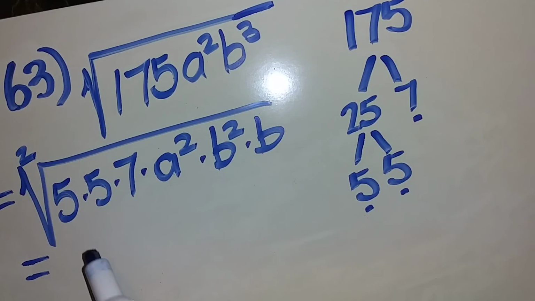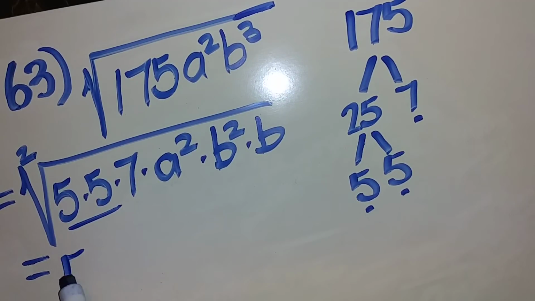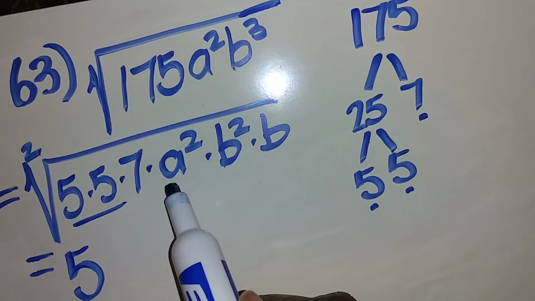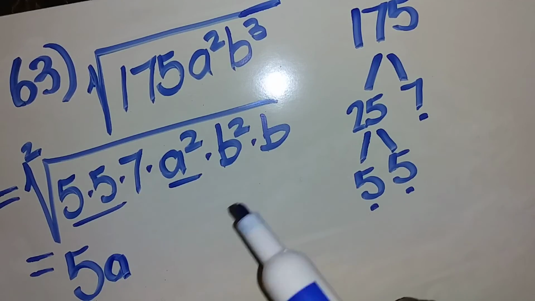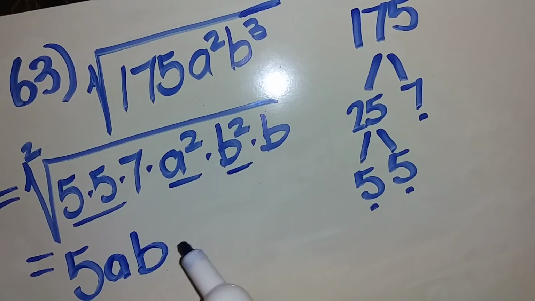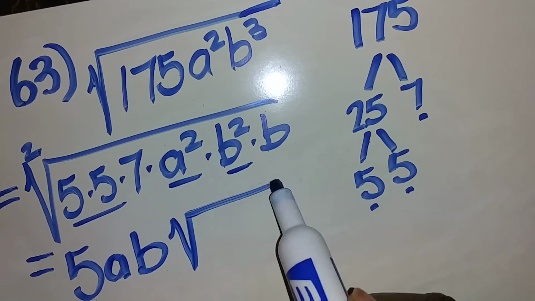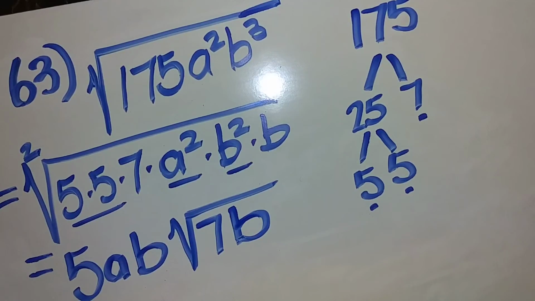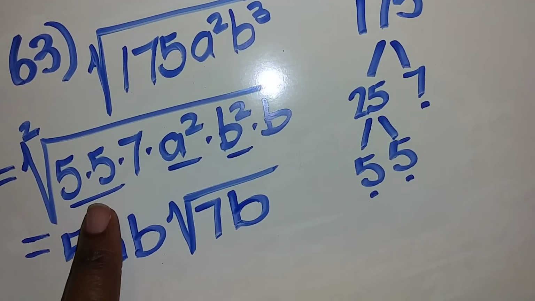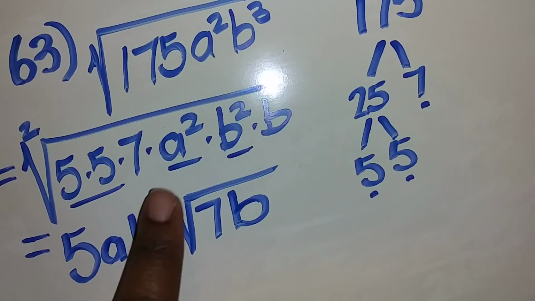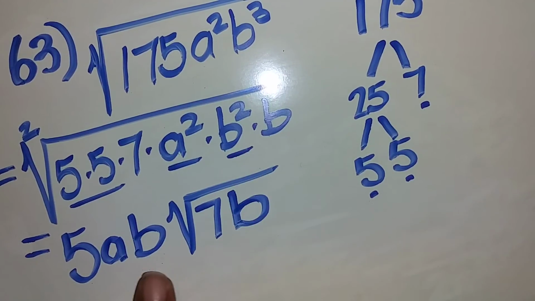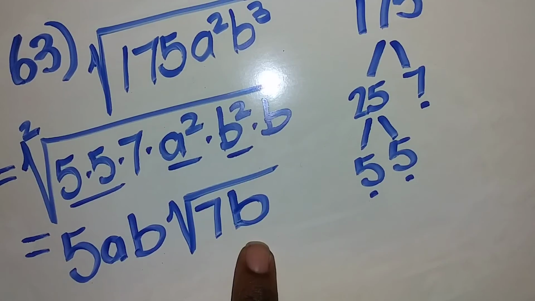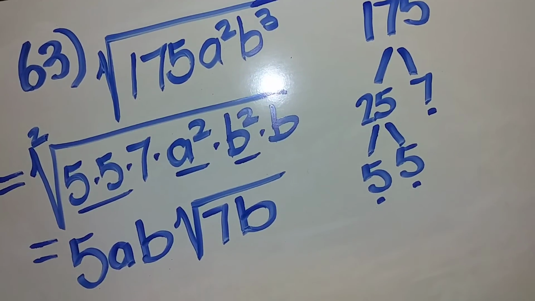So I need 2 of the same. I see 1 pair of 5s, 1 pair of a's, 1 pair of b's. But what do I not see? I don't see a pair of 7s, and I don't see a pair of b's. So that's my final answer. That 2 means I need 2 of the same: 1 pair of 5s, 1 pair of a's, and 1 pair of b's. 7 and b did not make a pair, so they have to go back under the radical. If it makes a pair, take it out of the radical. But if it does not make a pair, put it back in the root.